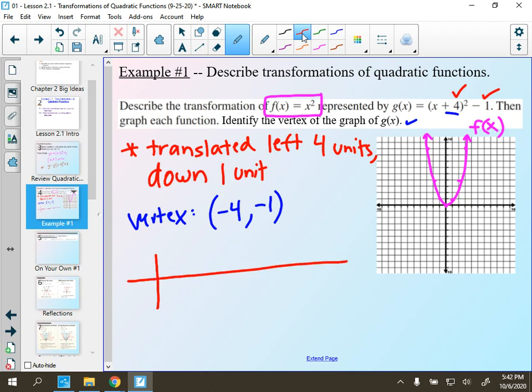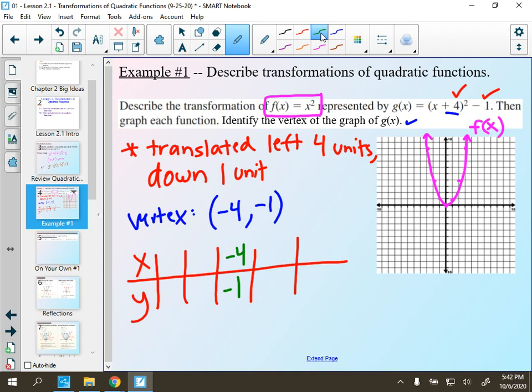Make a table of values. I like making a horizontal table of values. You'll see in some future lessons when we do a little bit more detailed graphing, I have them set up that way. And the strategy is to put this vertex right in the middle.